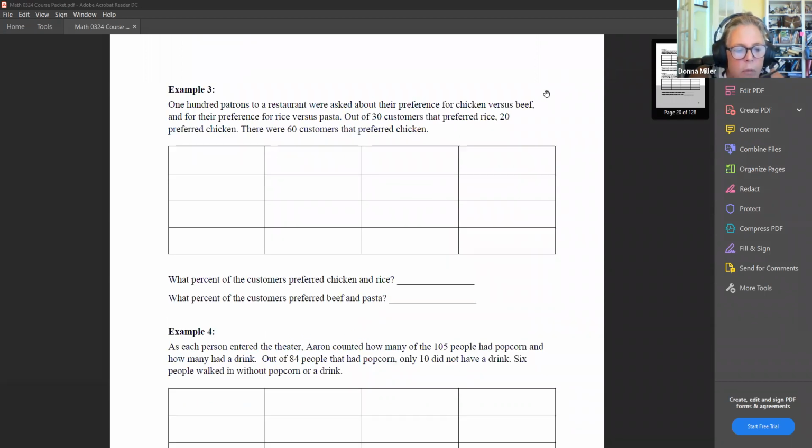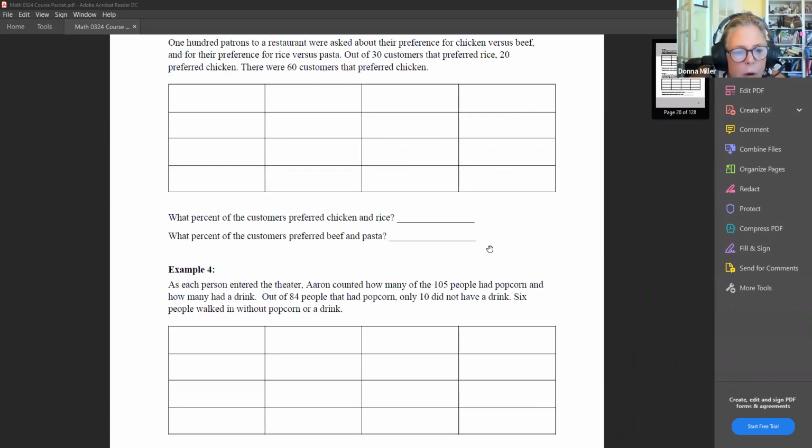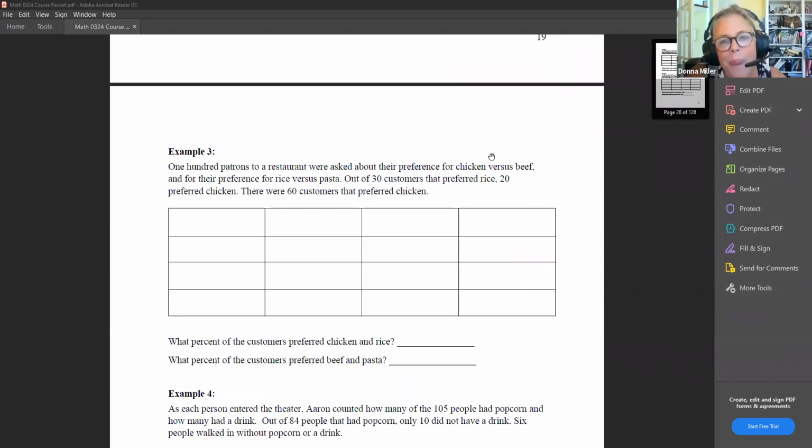Okay, so now we have a two-way table, but guess what? We get to fill it in. So let me annotate and let's see what we can do. All right, 100 patrons. So first thing I always do is put a total here. We're going to have total.